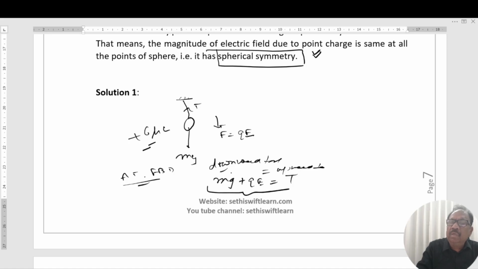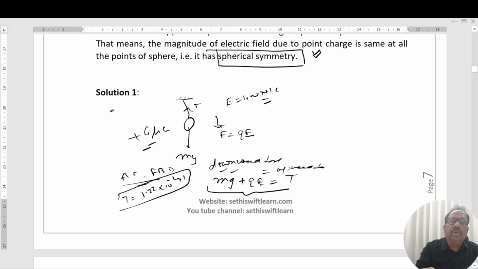In this case, mass is given, acceleration due to gravity is known, charge is known, electric field is known. The electric field given is 400 Newton per Coulomb. So substituting all the values, we will get the answer. Tension will be equal to 1.22 into 10 to the power minus 2 Newton. Right. This was case 1.